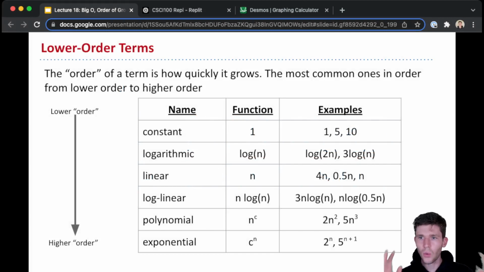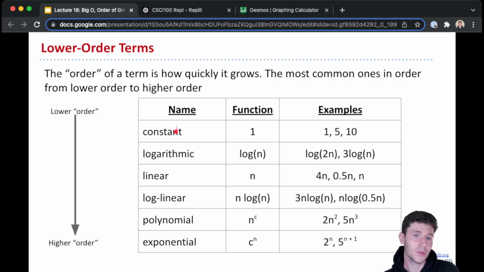So what does this order thing that I'm talking about mean? When I say lower order, you drop lower order terms. Lower order refers to how quickly a term grows. And really what this means is, as your input keeps getting bigger and bigger, what part of the runtime, or of the number of operations, what part of that function takes up the bulk of the contribution to how long the algorithm takes to run.